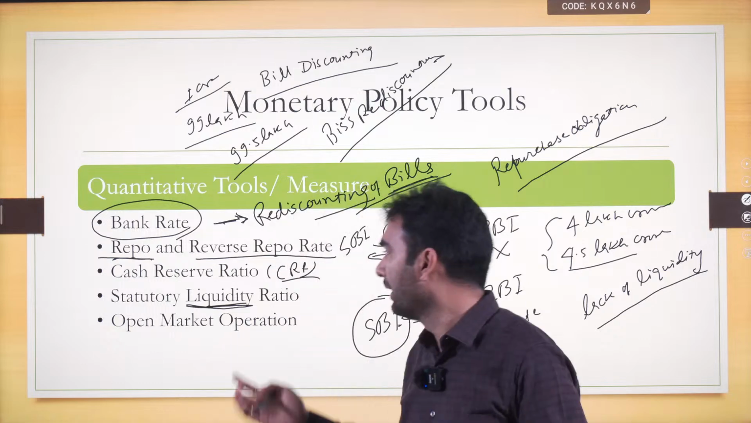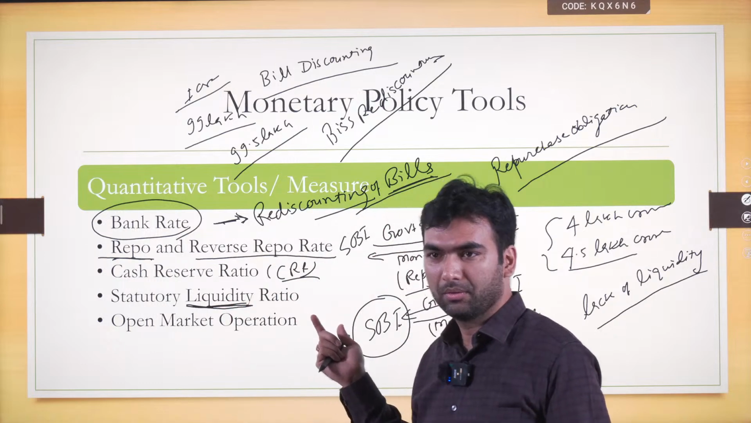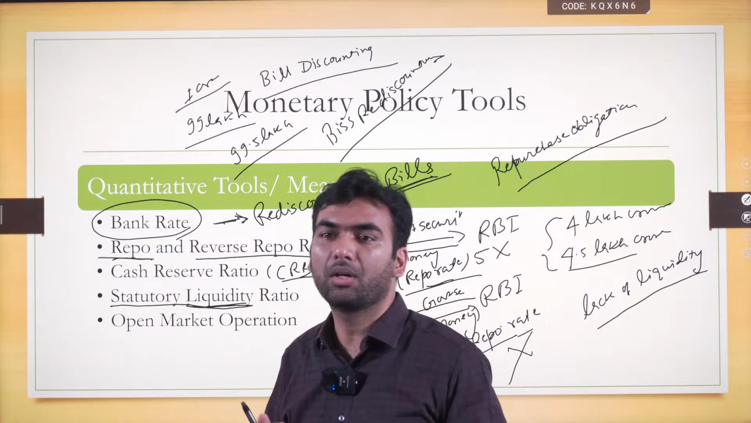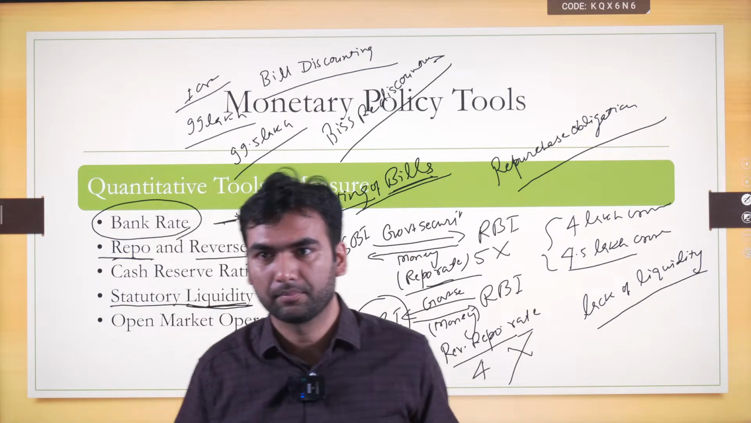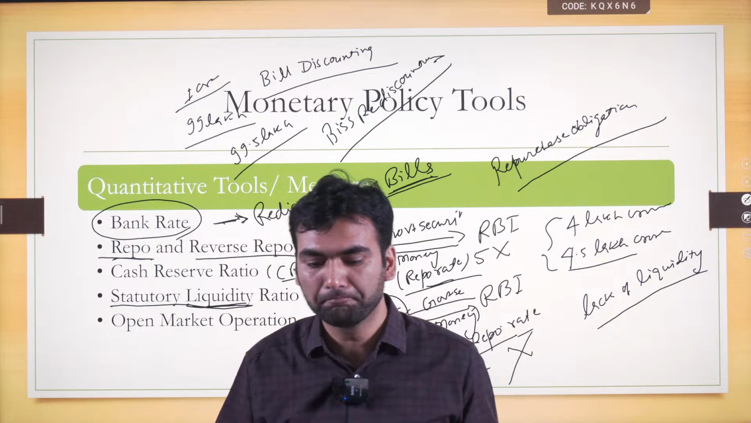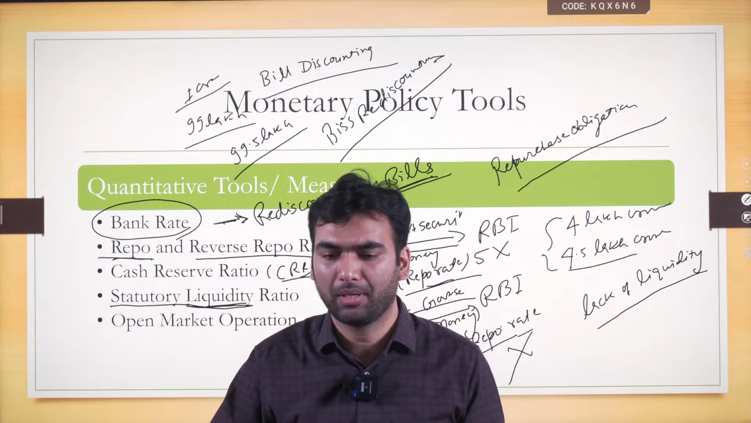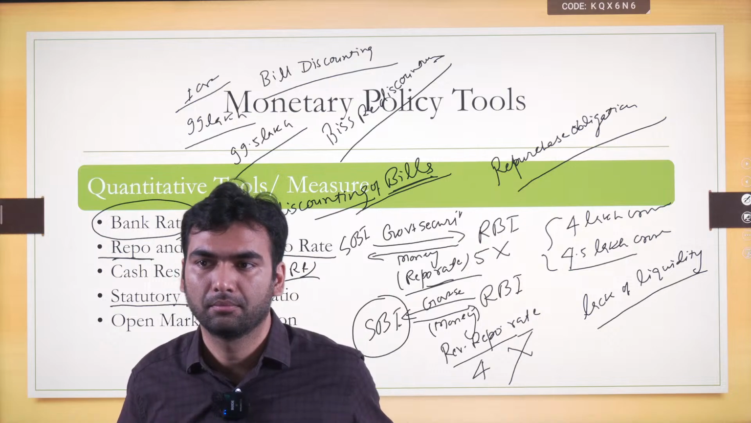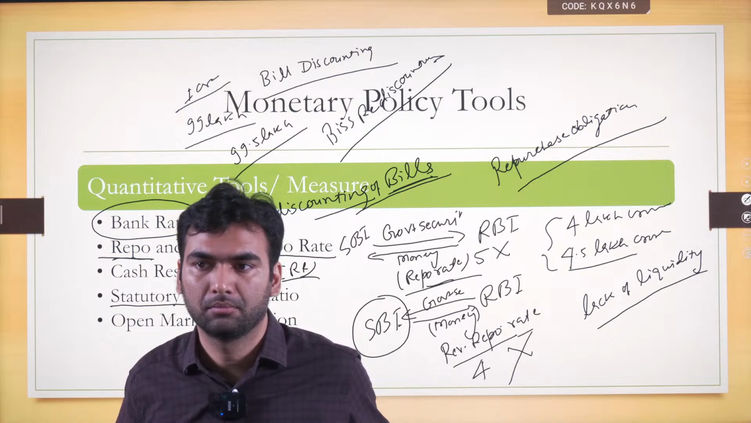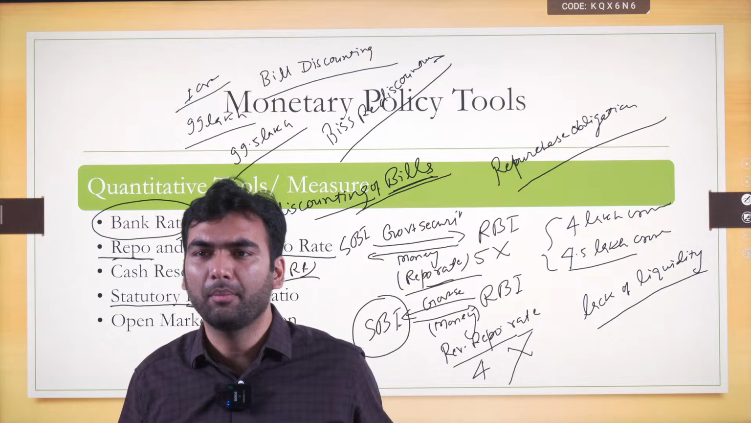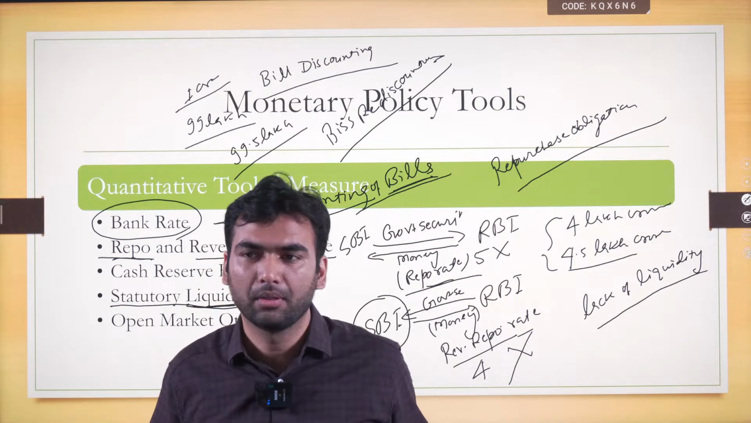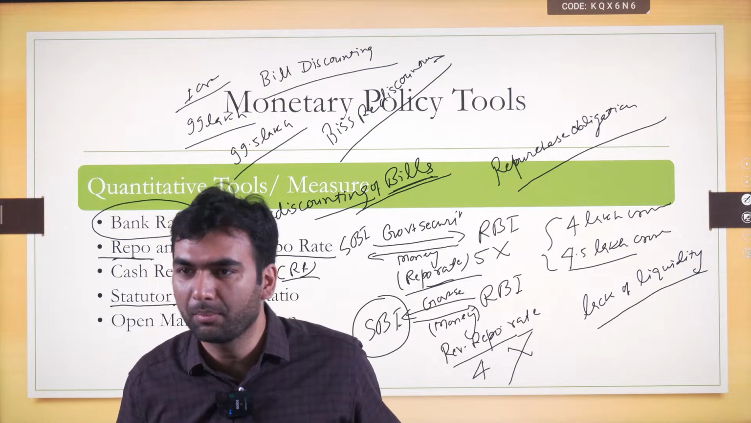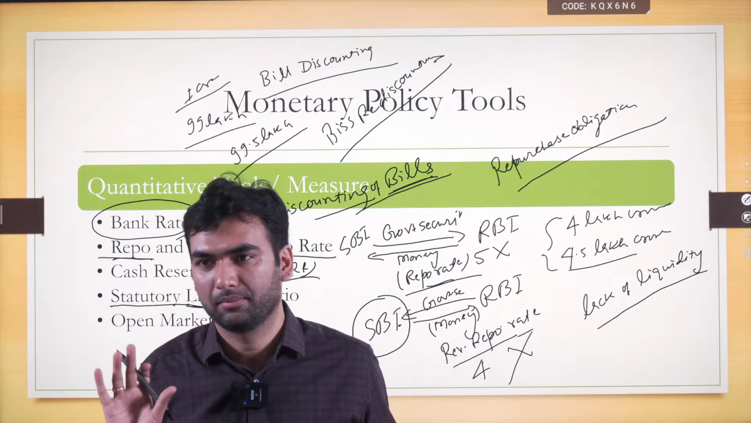That's why the name liquidity ratio. Statutory, because this is required by the RBI, required by law. What's the purpose of having SLR? To avoid liquidity crisis. You should have liquidity so that there is no liquidity gap. Liquidity crisis means when a customer has approached the bank asking for money, the bank should have money.